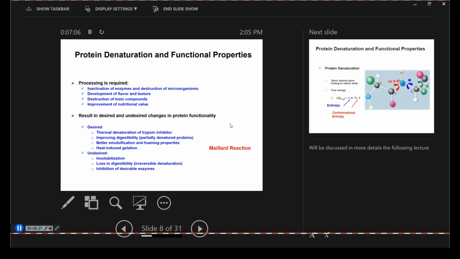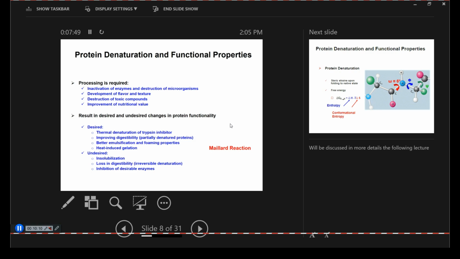Desired, we didn't talk about thermal denaturation of trypsin inhibitor, for example. So soy needs to be thermally treated in a way that over 90% of trypsin inhibitor has been inactivated. This is kind of a rule, because trypsin inhibitor will mess up our digestion because we have trypsin in our digestive tract. And if we consume inhibitors, we're inhibiting our digestive enzyme, causing problems with digestion of proteins. We talked about improved digestibility, better emulsification and foam, better heat-induced gelation, obviously.